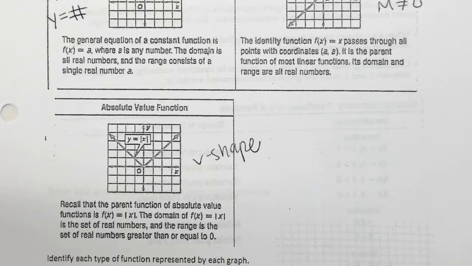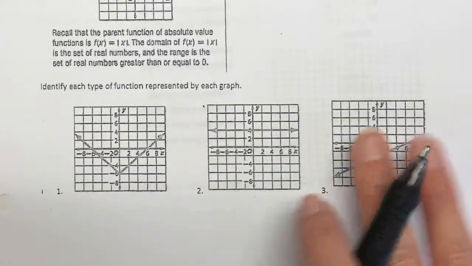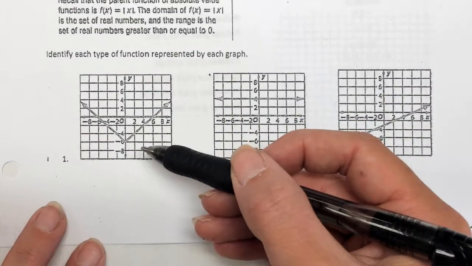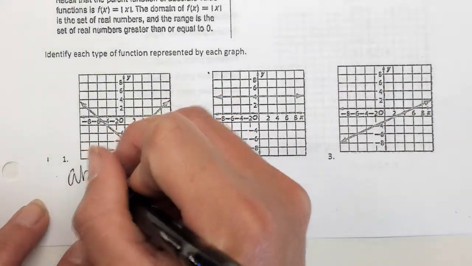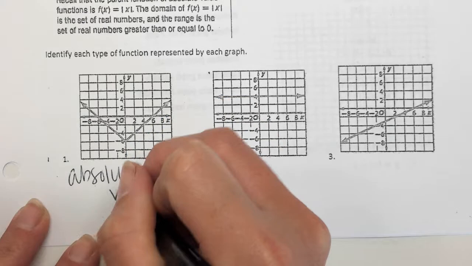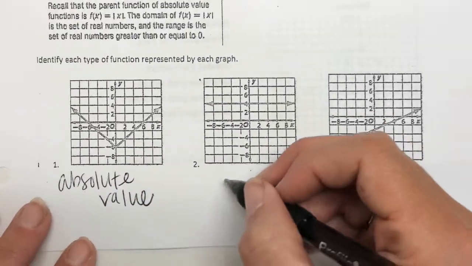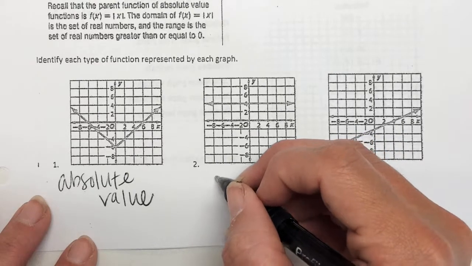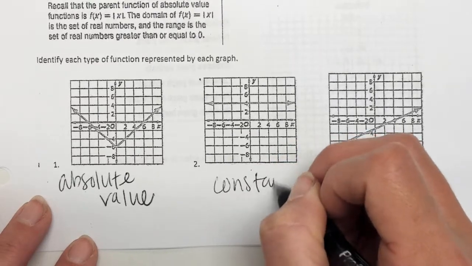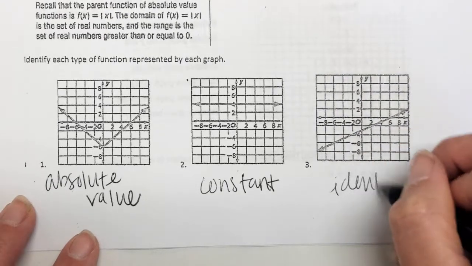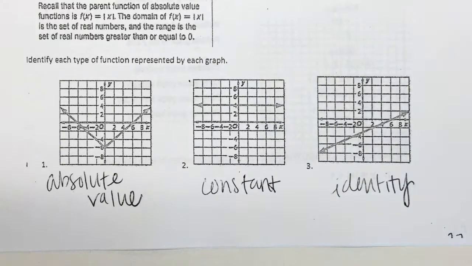So on your test, this is how one of your questions will look. It'll say identify the type of function. So you would tell me this is what type of function? Absolute value function, I knew that because of the V shape. And this is what type? Constant. And this is what type? Identity. Very good. Easy enough. So that was learning target 27. I can identify parent functions.